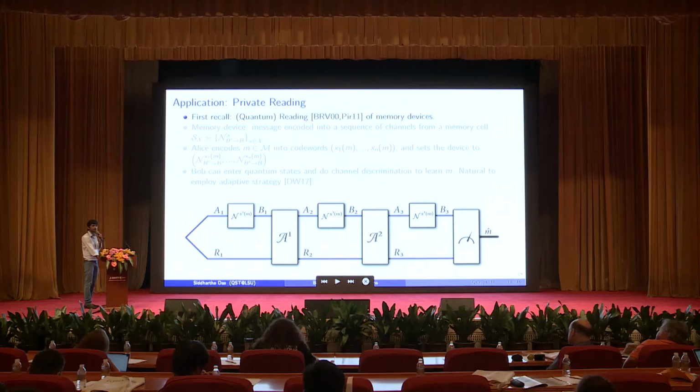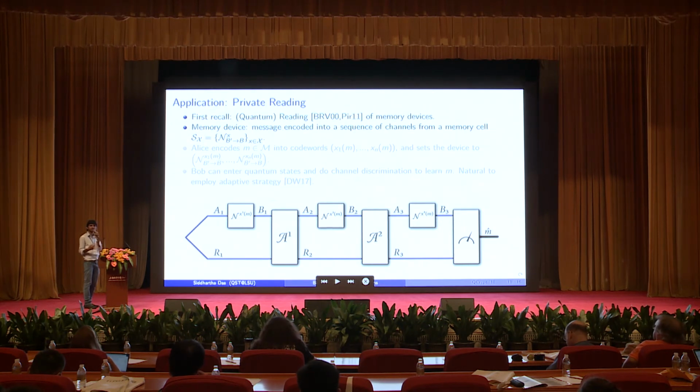So here, the bound is that you can show that the rate is upper bounded by the max Rains quantity for the bidirectional channel, and in fact, this is also a strong converse bound. Now, one application of bidirectional channels is private reading. Let's say I want to read a memory device, that is called a reading protocol, which was introduced by Bose and others in 2000, and then Pirandola in 2011 for noisy channels.